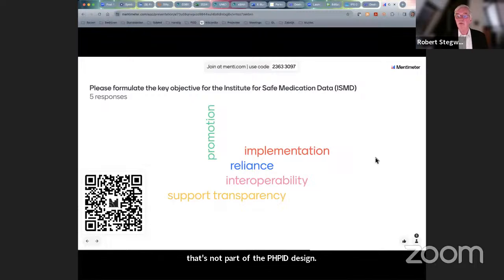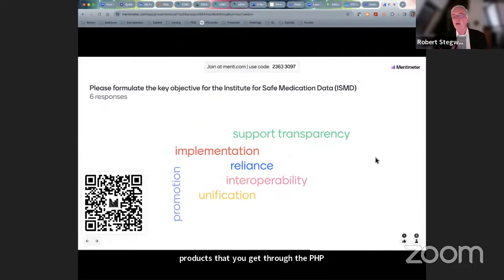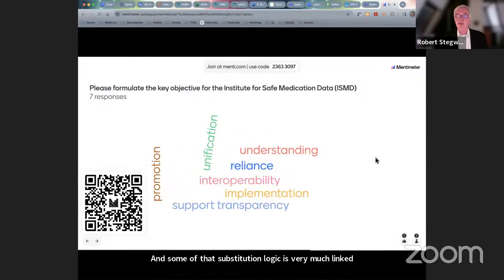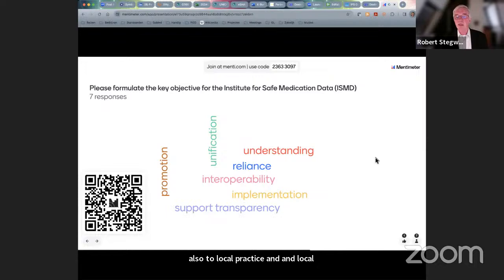One of the things that we've been discussing, and there was also a very nice workshop in Athens from the UNICOM test lab on this substitution part, is that there will be an interplay between the actual products that you get through the PHPID and your MPID list with the clinical decision support system that should include also substitution logic. And some of that substitution logic is very much linked also to local practice and local regulation. So that has been identified.